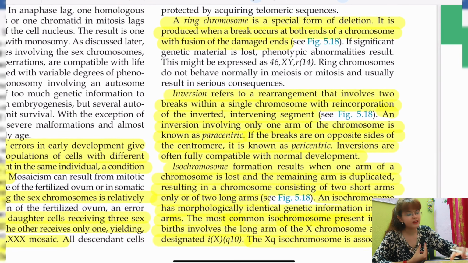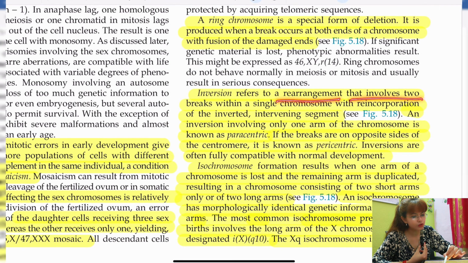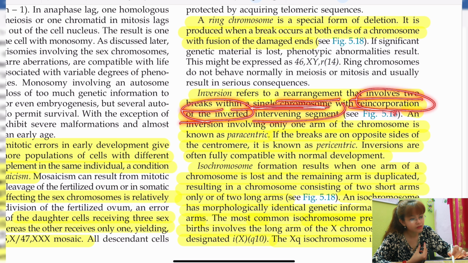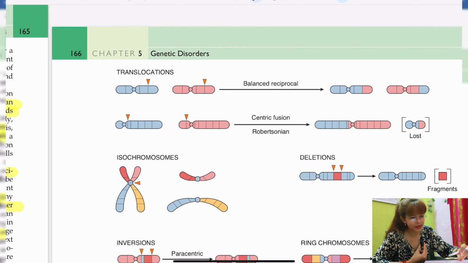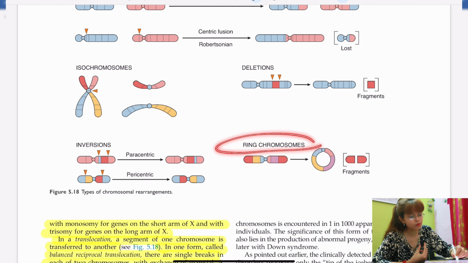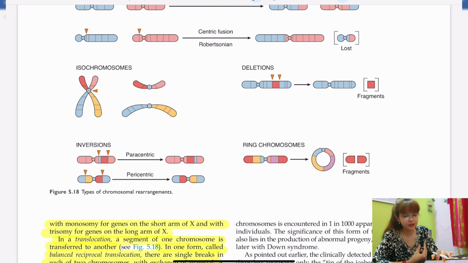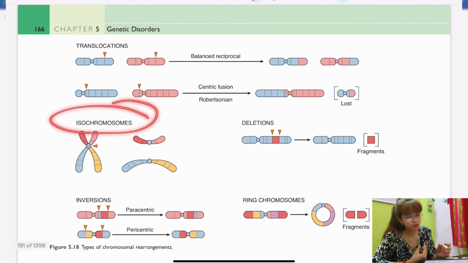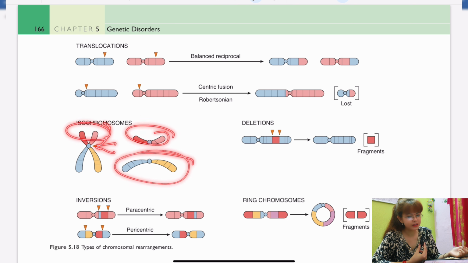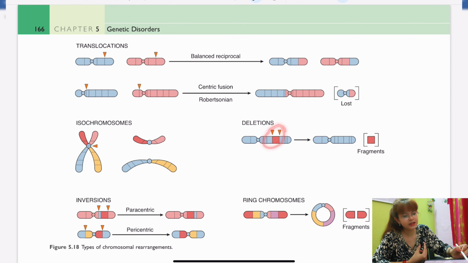What is inversion? It refers to a rearrangement that involves two breaks within a single chromosome with the reincorporation of the inverted intervening segment. So you can see here, this is the ring chromosome. As you can see, these two parts are destroyed and then this completely forms a ring. Inversion, you can see here that this part is just getting inverted. And what is this isochromosome? You can see here that it is being divided over here, and these two parts are divided. This is deletion, obviously this part is getting deleted.